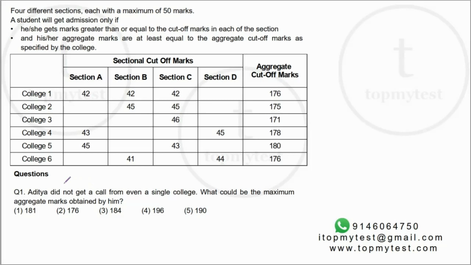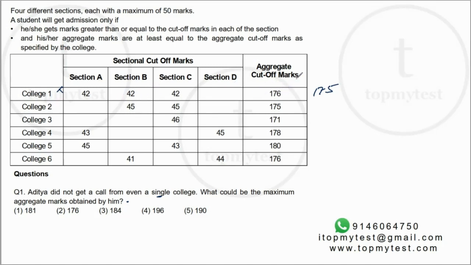Question number 1 says, Aditya did not get a call from even a single college. What could be the maximum aggregate marks obtained by him? Now, remember, these are all AND conditions. So, if you score a 175, you're not going to get a call from college 1, irrespective of whether you have cleared the individual cutoffs or not. Why? Because the aggregate cutoff is 176.